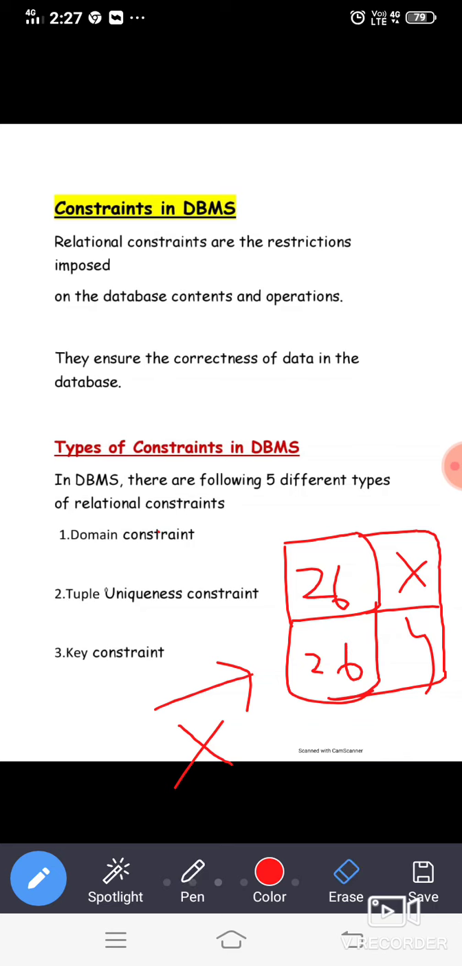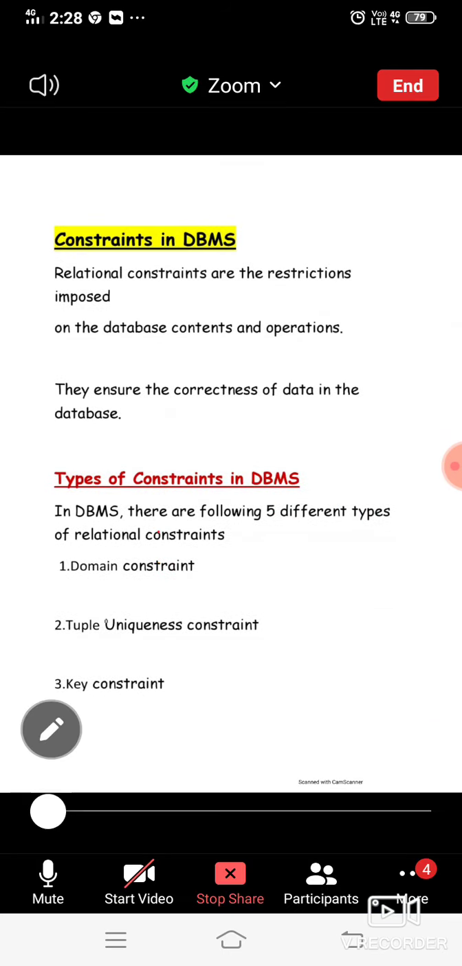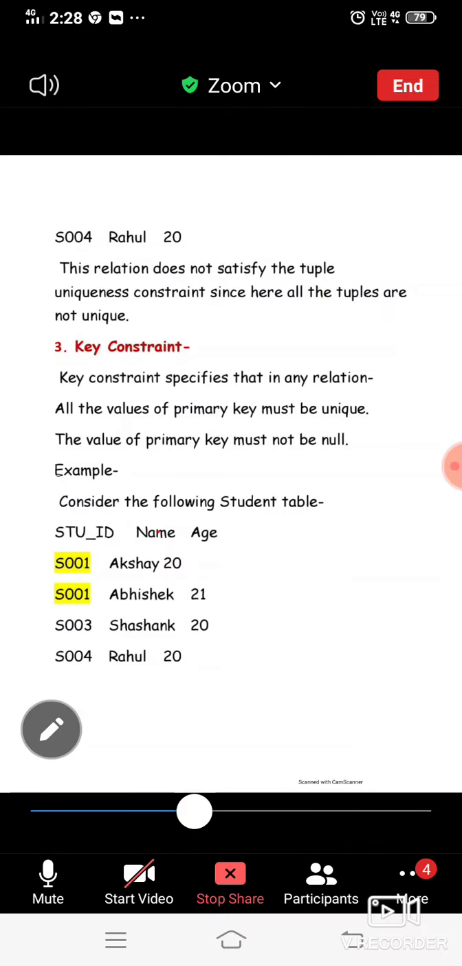So you need to have different roll numbers for different people. We call this a key constraint because this constraint is applied on the primary key of the table. So we can also call a key constraint a primary key constraint. These are very simple things. So the key constraint is also completed.